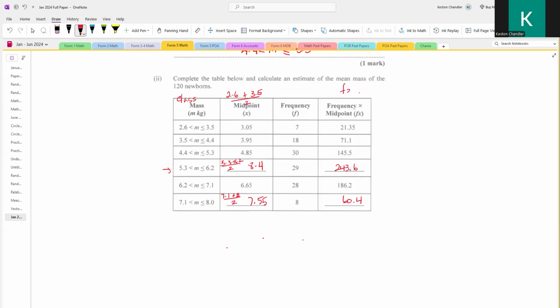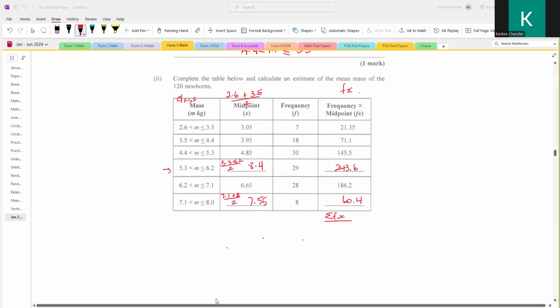We would usually find the total of this column. This is the sum of fx. That's what we call this, so we're adding up these things here. Now you need to do this. This table is going to help you work out what the mean is. 21.35 plus 71.1 plus 145.5 plus 243.6 plus 186.2 plus 60.4. That's going to work out to be 728.15.